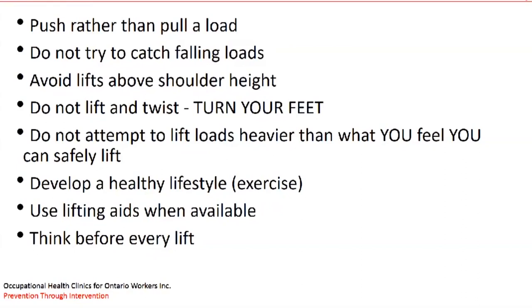It's also important to think before every lift or carrying task. If you have to move something from across the room, for example, have a look beforehand. Are there any hazards that could cause tripping? If so, move them out of the way.